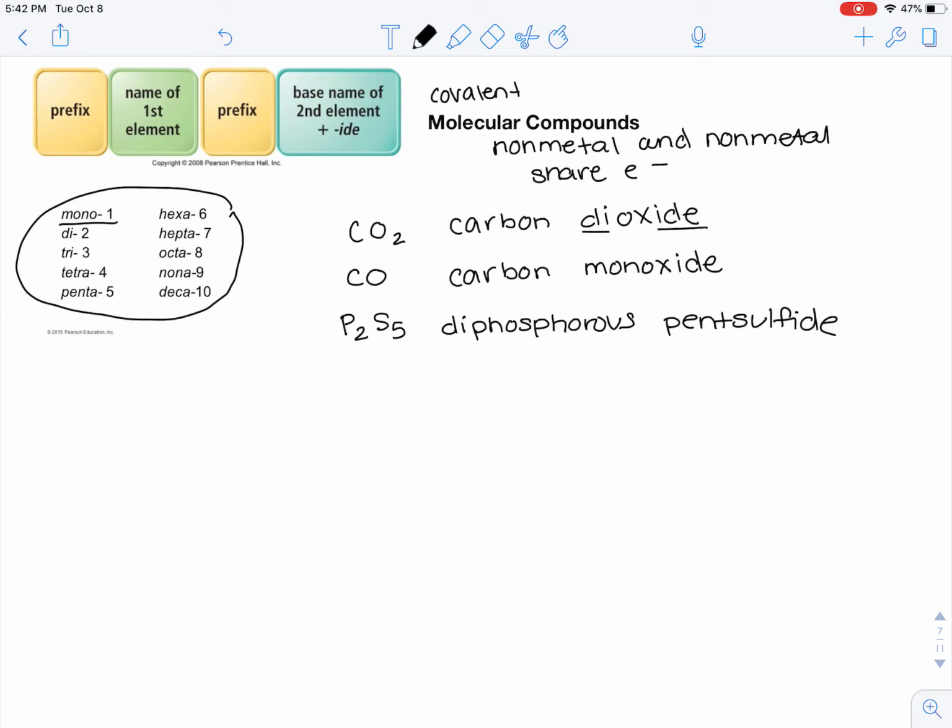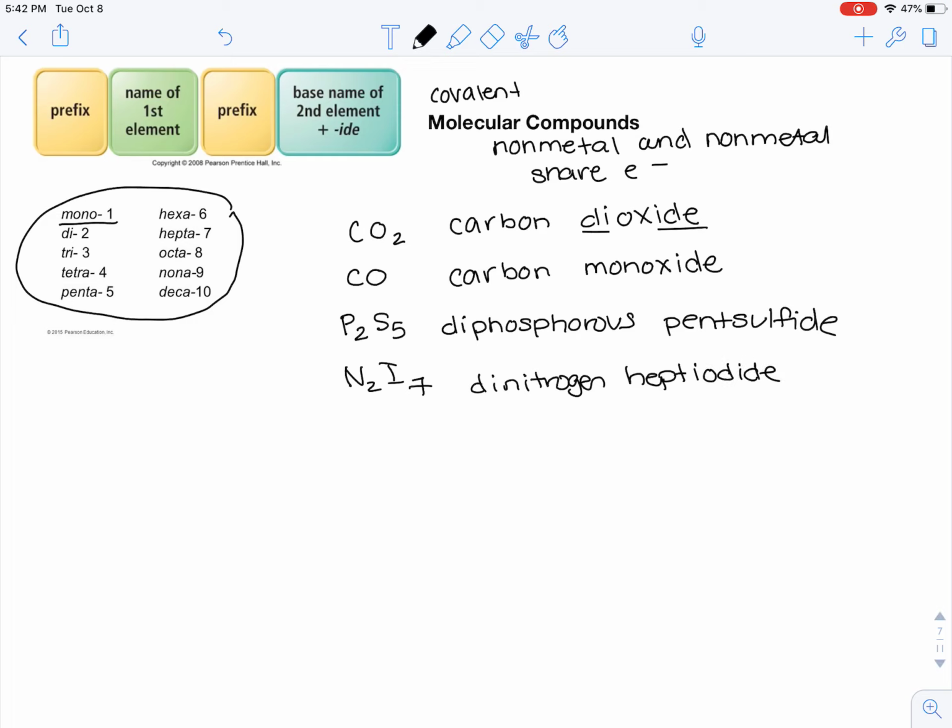Let's do one more. N2I7. So 2 nitrogens, dinitrogen, hepta for 7, heptaiodide.